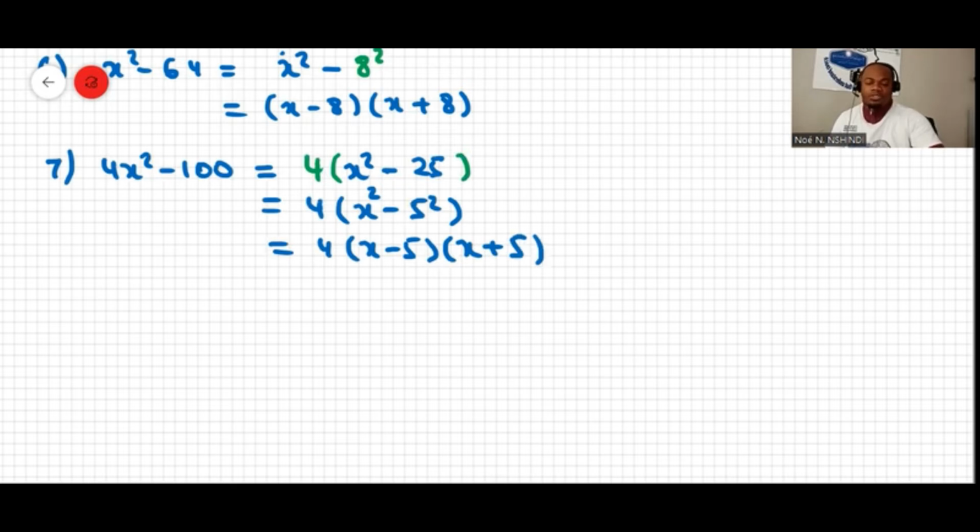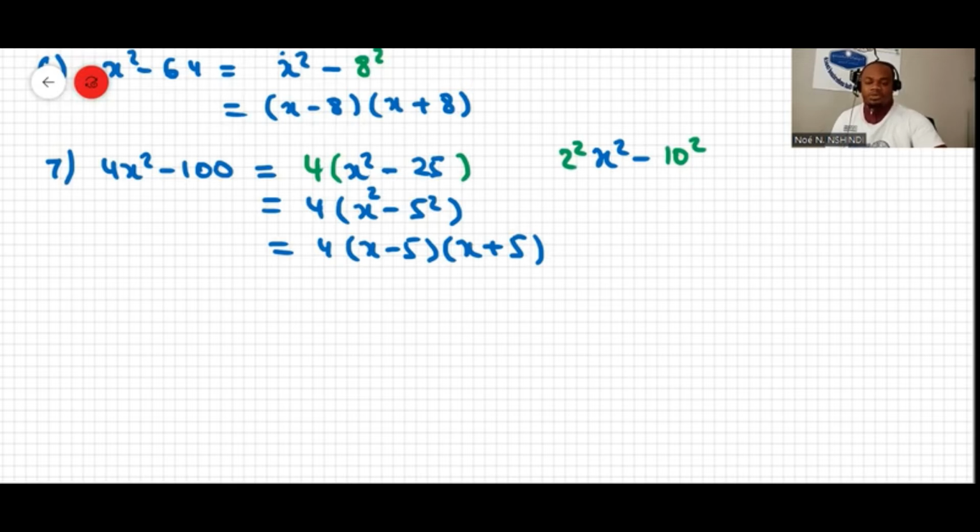Or someone else may say 4 is also a square number, so we can write it as 2 squared. So we have 2 squared times x squared minus 100. 100 is also a square number, it's a square of 10, so it's going to be 10 squared. Now over here, we can apply the difference of two squares.